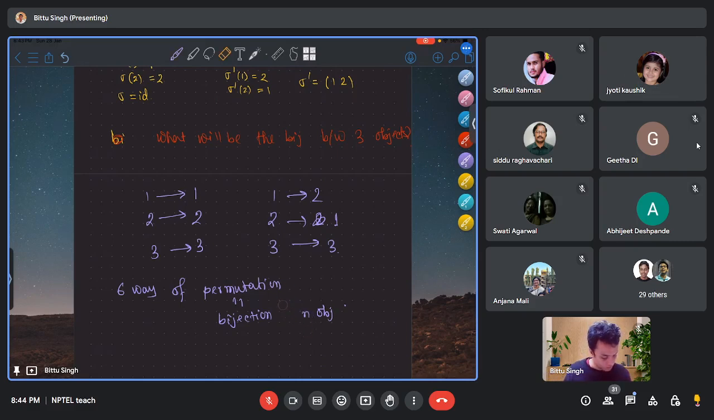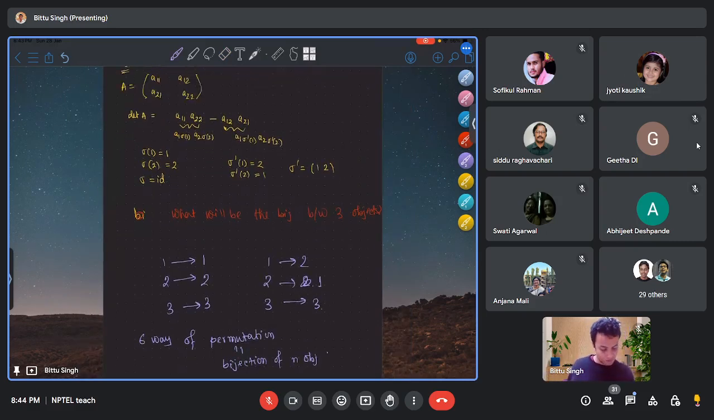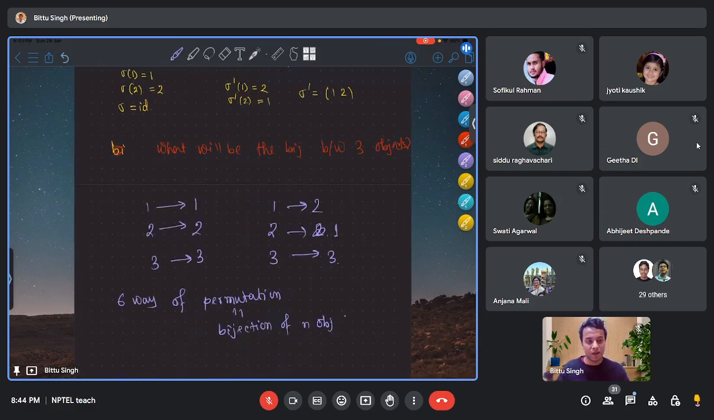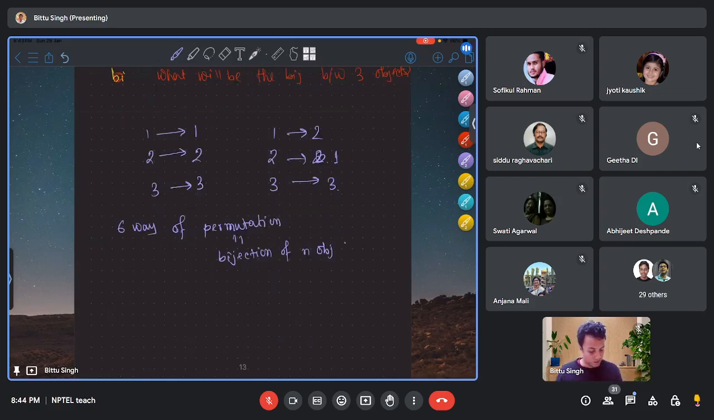Bijection of n objects. Those are all the permutations. For example, if there are 3 by 3 matrices, there will be 9 entries, 6 of which you write in this way.